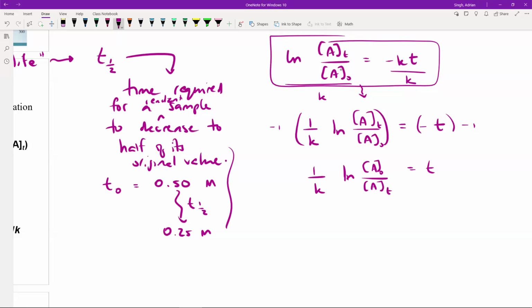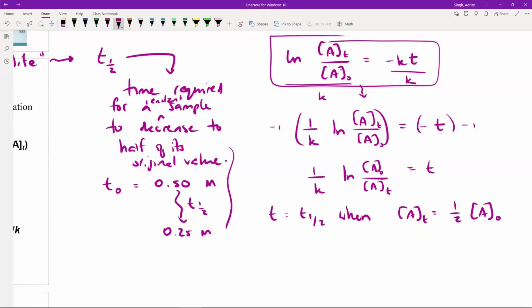t is equal to t 1/2 when the concentration of A at time t is equal to half the concentration of A at time 0. That's how we define the half-life: the time that it takes for the concentration to become half of the original.